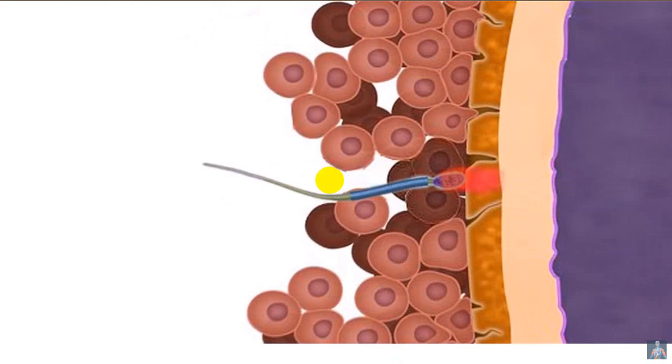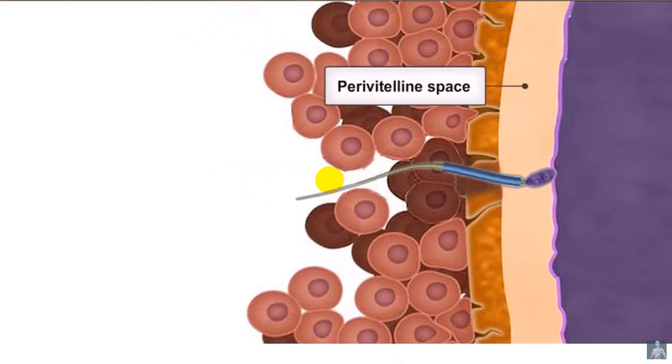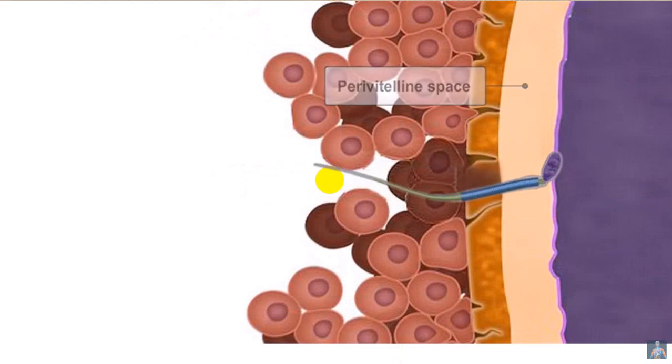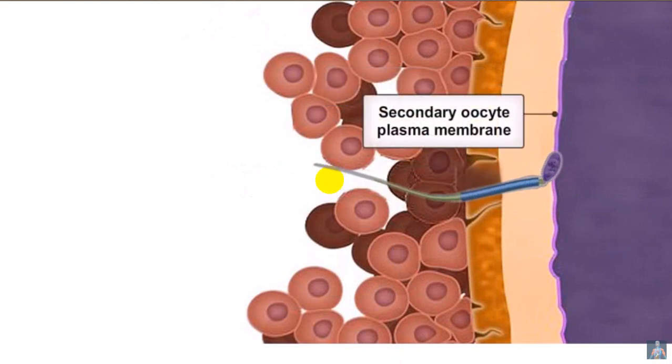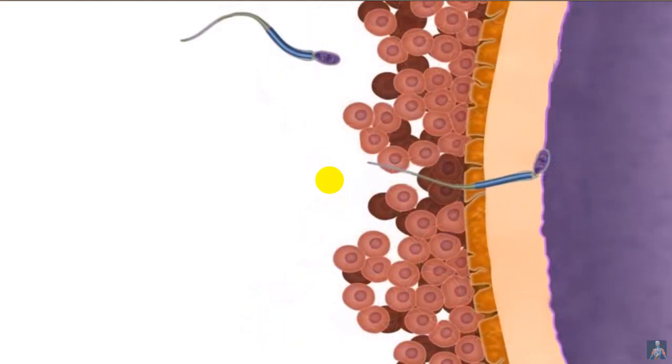These enzymes help to digest a path through the zona pellucida, allowing the spermatozoa to enter the perivitelline space and reach the plasma membrane of the secondary oocyte with which it fuses. To ensure that only one spermatozoan penetrates the zona pellucida and fuses with the oocyte membrane, fusion of the spermatozoan and oocyte membranes activates a fast and a slow block to polyspermy.